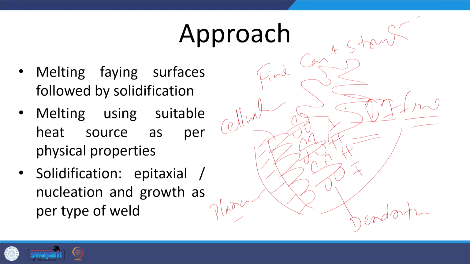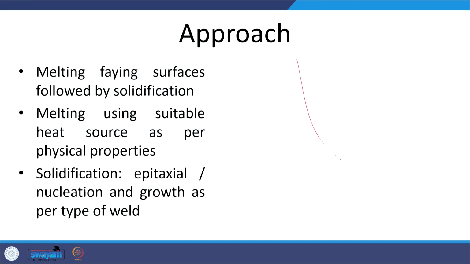So, the grain structure continuously changes in most of the common fusion weld joints, from planar to cellular to dendritic and then equiaxed at the center, and the same thing will be repeated on the other side: planar, cellular, dendritic and equiaxed at the center like this, okay.